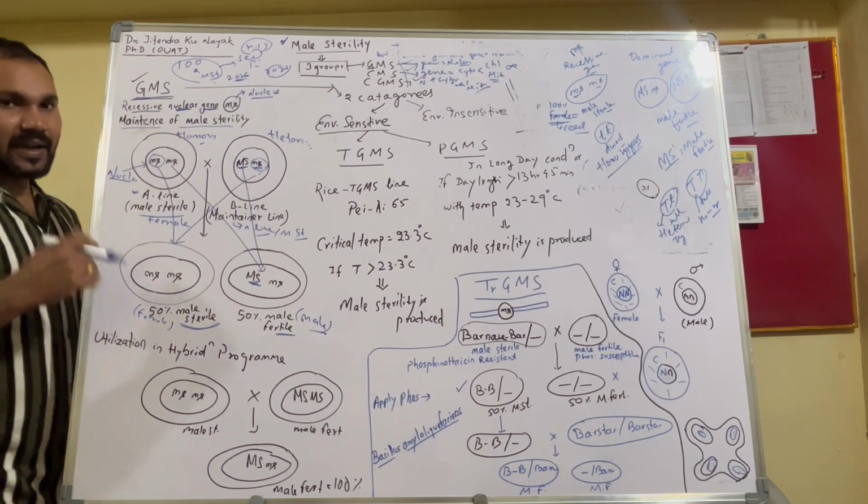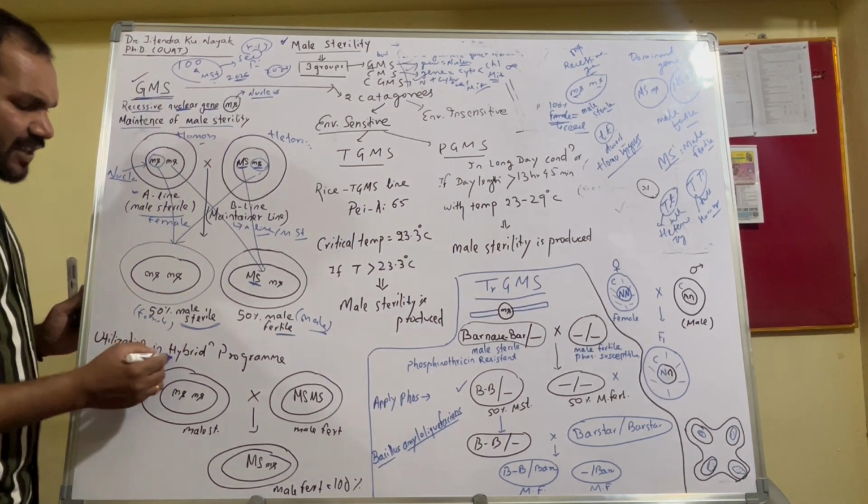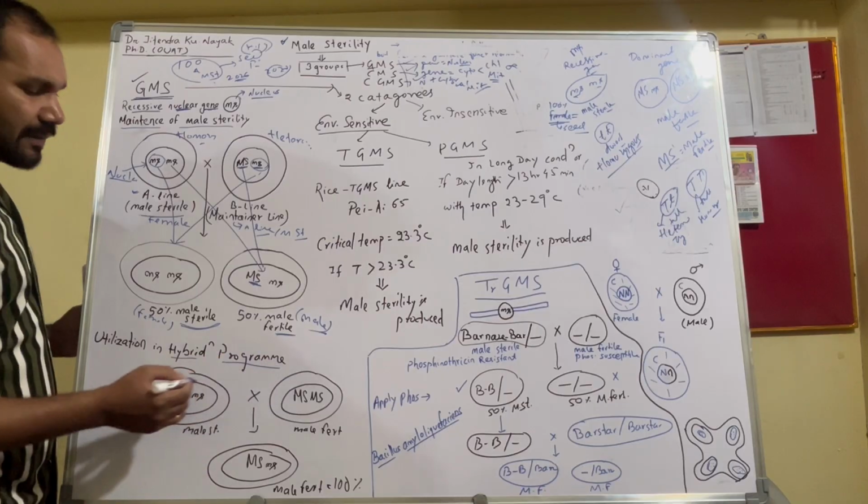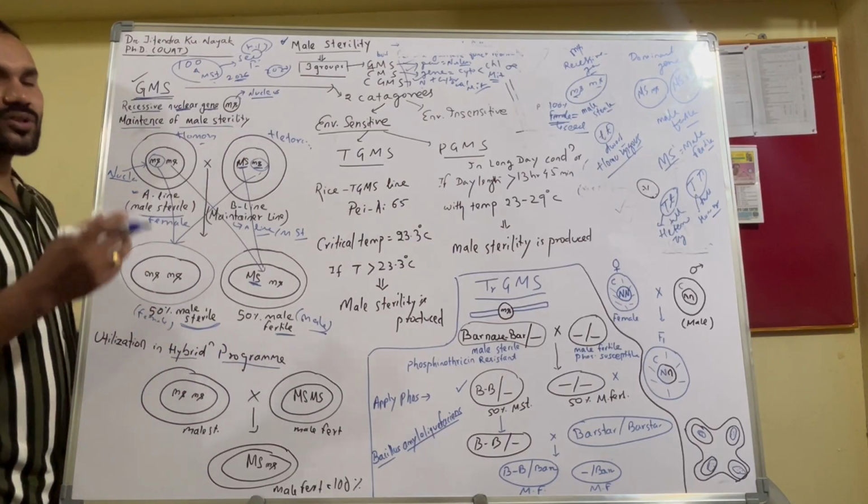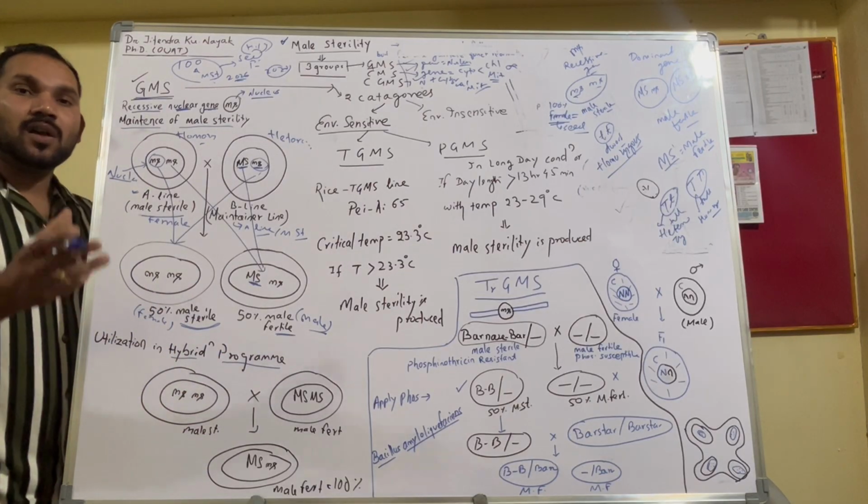Okay. Then next we come to seed production, the utilization in hybrid program or hybridization program, or hybrid seed production. So in case of hybrid seed production, what do we need?